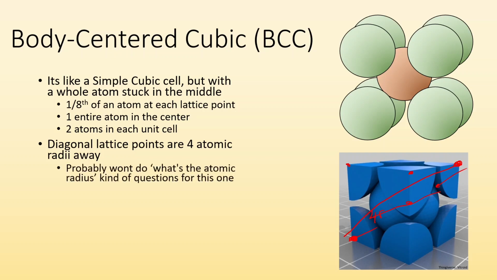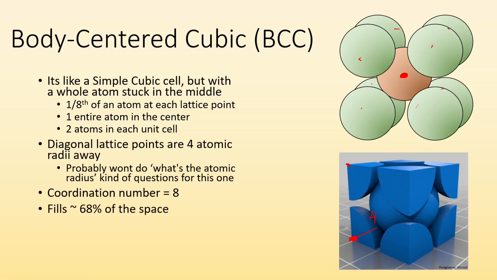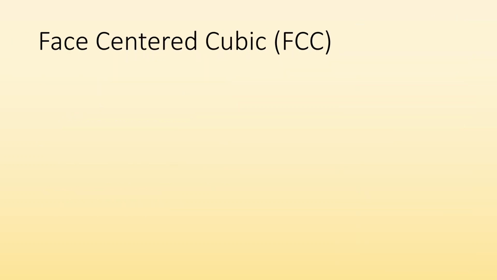We probably won't do a whole lot of math with what's the atomic radius if this is the unit cell side length, because it's going to be a little ugly, but you could just keep doing quadratic stuff. The coordination number for this is going to be 8, and hopefully you can see that relatively easily. If I'm looking at this center atom, how many atoms is it touching? Well, it's touching a total of 8, and that's going to be true for all the other atoms as well. This one fills roughly 68% of the space, so it's a more efficient packing of space than the simple cubic.